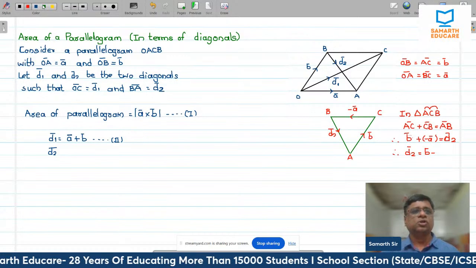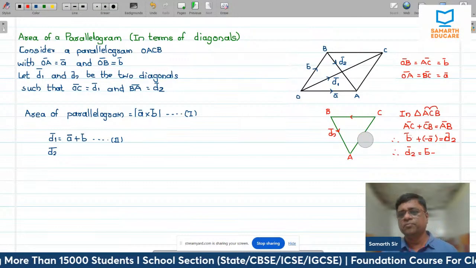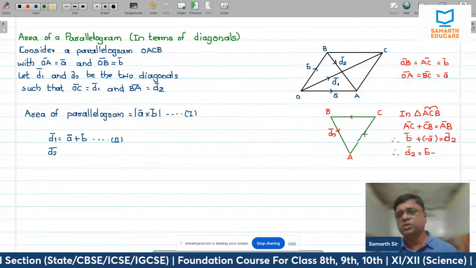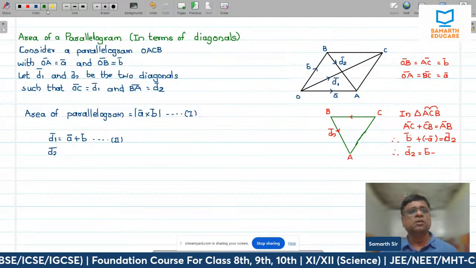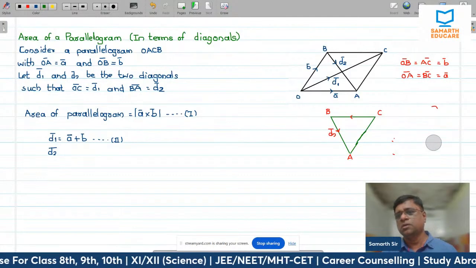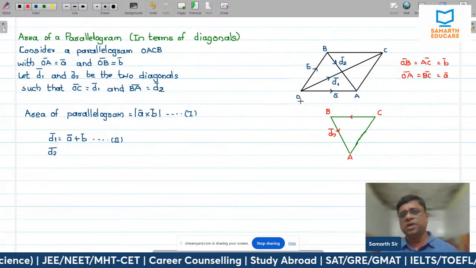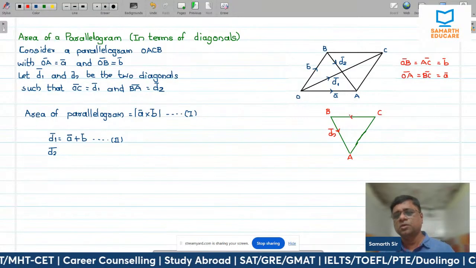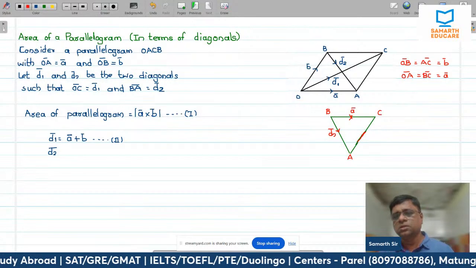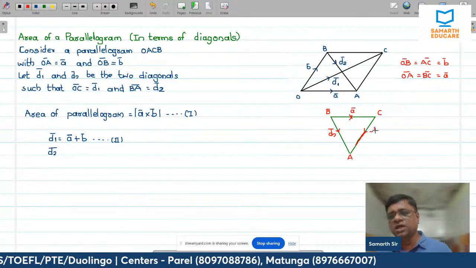So sorry. Let me again change everything. A small mistake. I will make the correction. Okay. Coming back to this. This is A bar and because this is B bar, this becomes minus B bar.